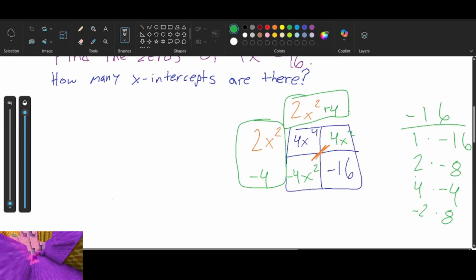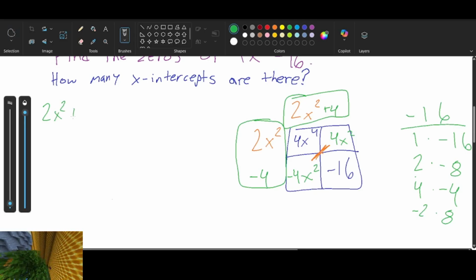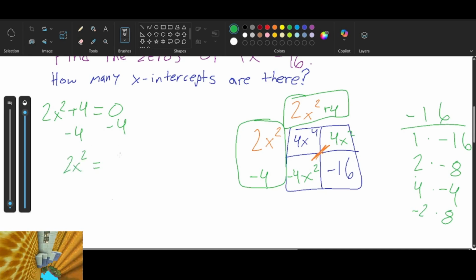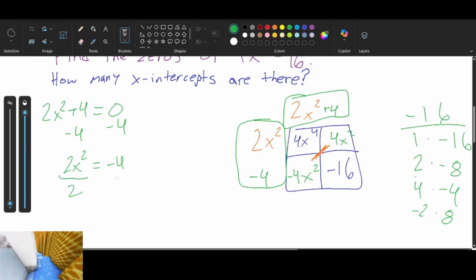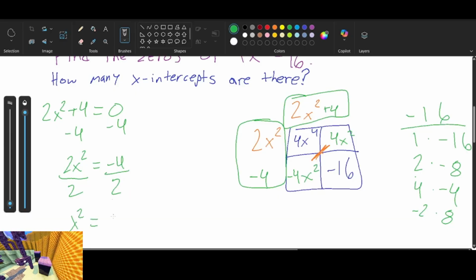Anyways, I have these two factors, 2x squared plus 4 and 2x squared minus 4. In order to find the zeros, right, we set them equal to 0. So I have 2x squared plus 4 equals 0. I'm going to subtract 4 on both sides because I want to get x by itself. So now I have 2x squared equals negative 4. But I still got to divide by 2. That gives me x squared equals negative 2.